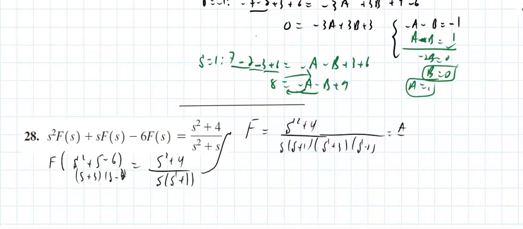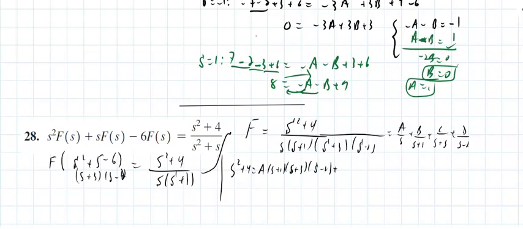And that is a over s, b over s plus 1, c over s plus 3, and d over s minus 2. So s squared plus 4 equals a times (s plus 1)(s plus 3)(s minus 2) plus b s times (s plus 3)(s minus 2) plus c s times (s minus 2)(s plus 1) plus d s times (s plus 1)(s plus 3). If I choose s to be 0, negative 1, negative 3, and 2, I'm done.